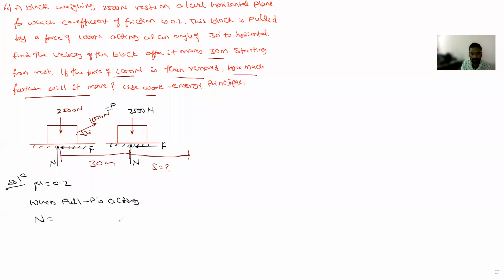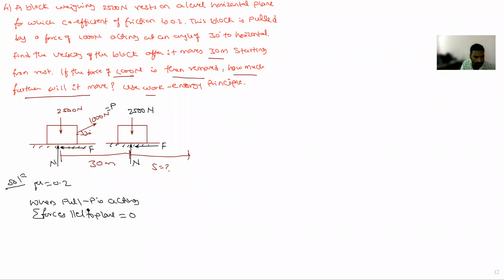N is equal to... can you tell me what is the summation of forces? I will take the summation of forces parallel to the plane, correct? Is it audible to all of you? Yes, sir. Summation of forces parallel to the plane is equal to 0. Now tell me, from the first figure, what are the forces parallel to the plane? First we write the normal, because after finding N we can find F.